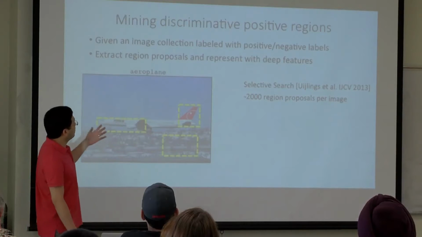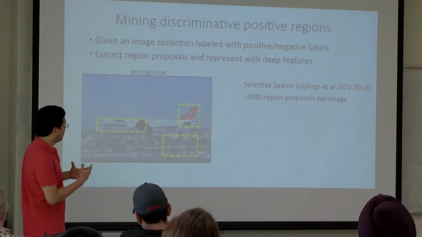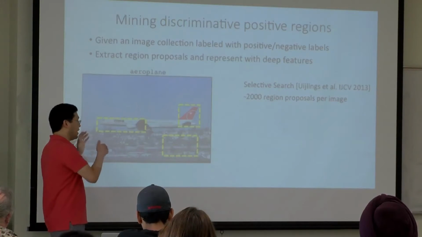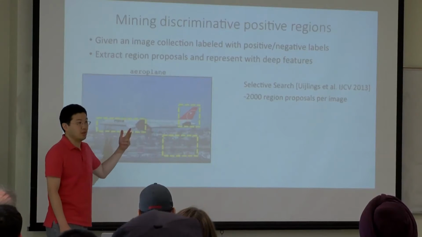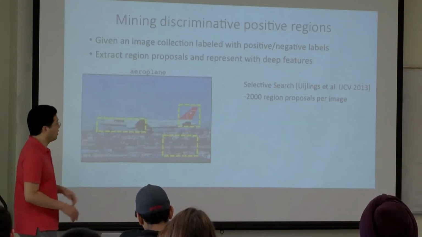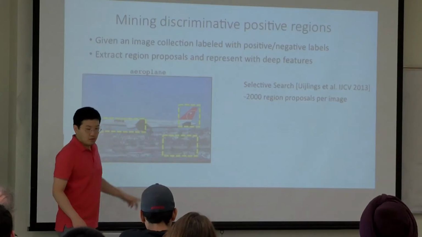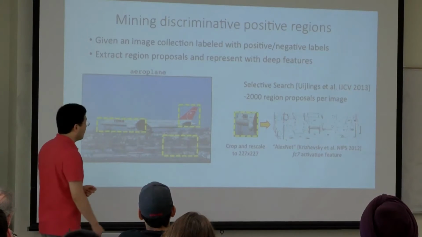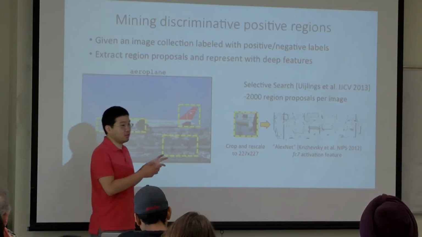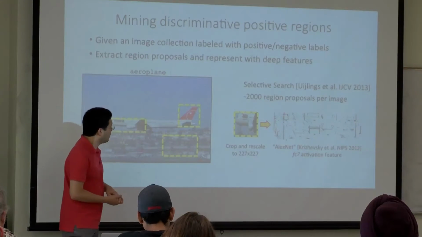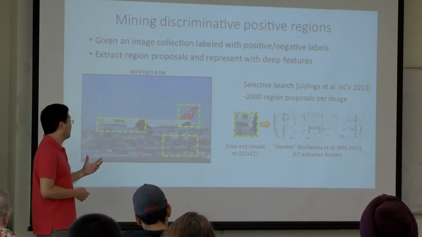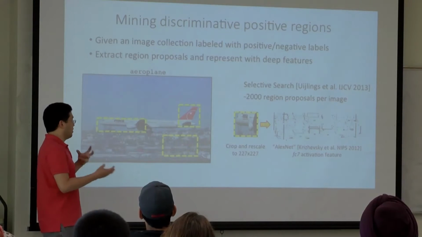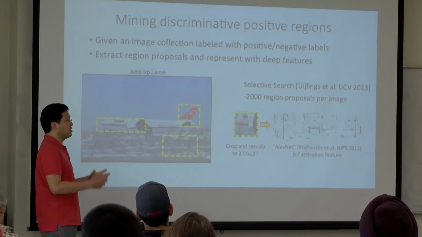We do this using an existing algorithm which generates around 2,000 regions. These are candidate regions that the algorithm thinks might contain an object. Here I'm just showing you 3 possible regions out of around 2,000. Then for each of these regions, we describe them with a deep neural network. This gives you a representation of the region. It looks at things like the color, the texture, the shape. For bigger regions, it looks at what kinds of parts are in that bigger region, and so on.